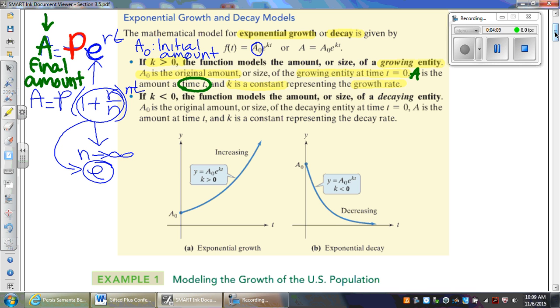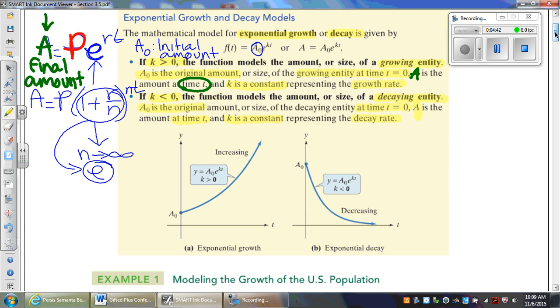Now when k is negative, we're going to be talking about a decaying problem, and so k will be the decaying entity. Same thing, A sub 0 is the original amount, or the amount at time 0. Capital A, without the subscript, will be the final amount or the certain amount at time t. And k, of course, is the constant which will represent the decay rate, and that is if k is negative.